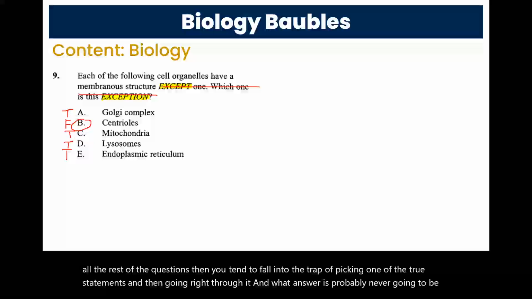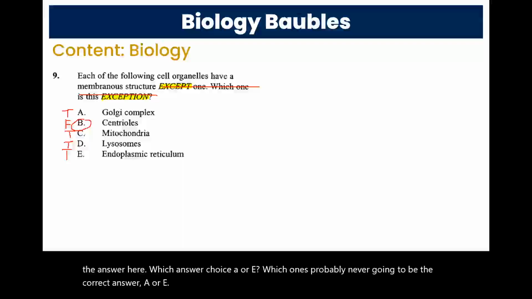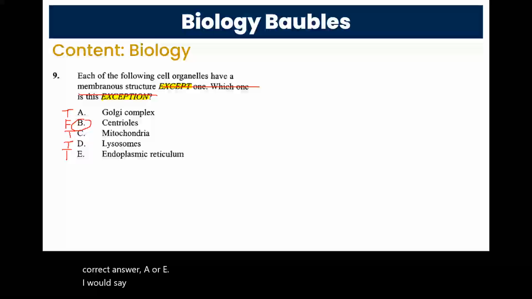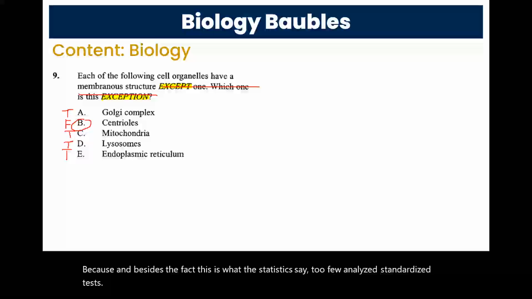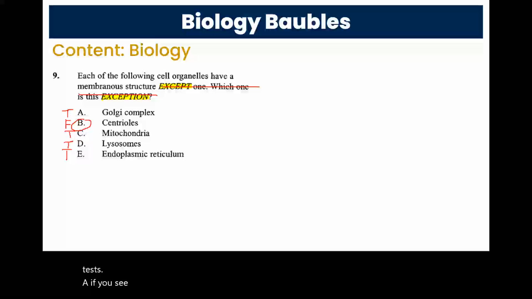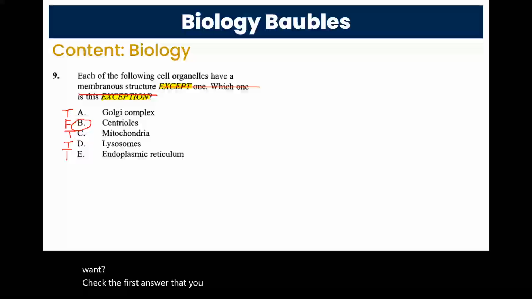Which answer choice? A or E? Which one's probably never going to be the correct answer? A or E? I would say A, and here's why I would say A. Besides the fact this is what the statistics say too, if you analyze standardized tests, if you see a true answer and you're doing the question wrong, what would you tend to want to pick? The first answer that you see is true.